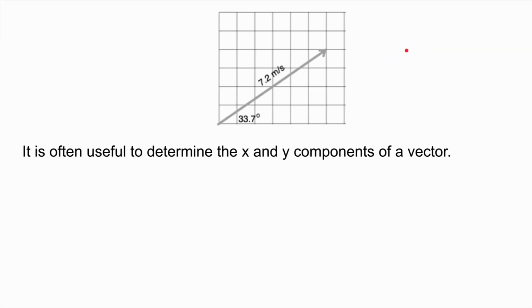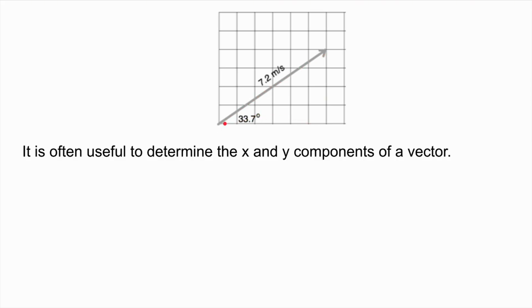Now, it's often useful to find the x and y components of a vector. So I have this vector here. Let's say this thing has a velocity of 7.2 meters per second in this direction here, which is 33.7 degrees above horizontal. If I want to work with vectors, I really need to break them down into vertical and horizontal directions. Having them at an oblique angle like this doesn't really help.